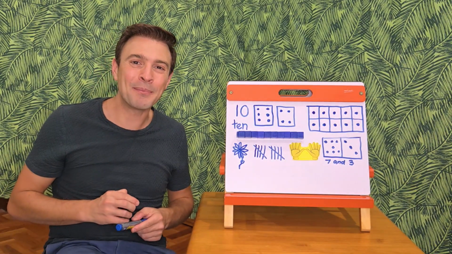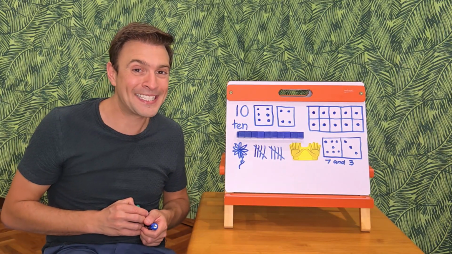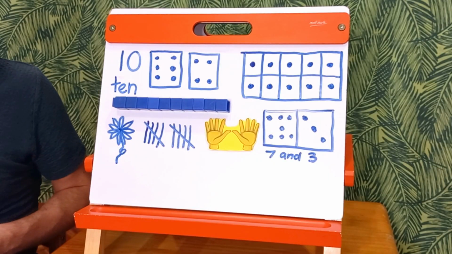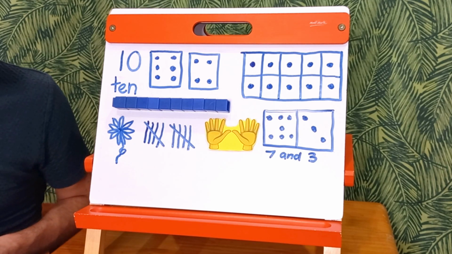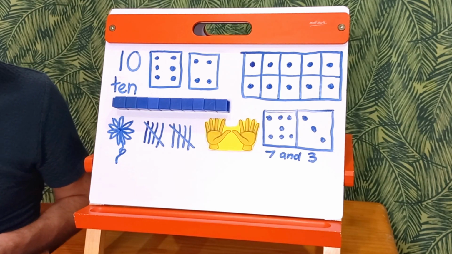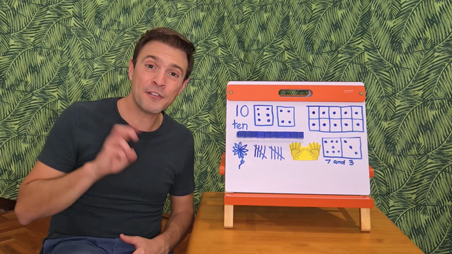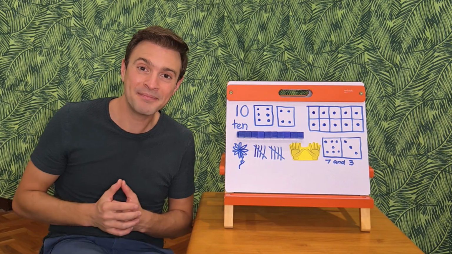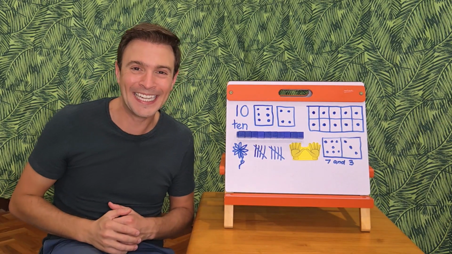Have another look at the board. See if you can find 2 other numbers that can make 10. Can you see some other numbers that combine to make 10 on our board? Can you think of 2 other numbers that can make 10? Maybe you could even think of 3 numbers that could make 10.